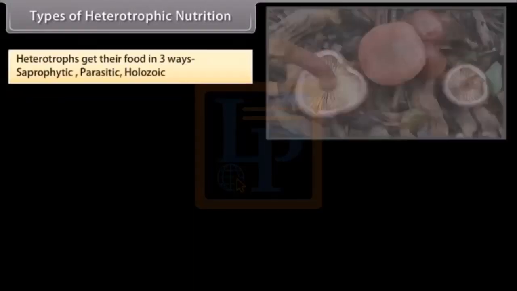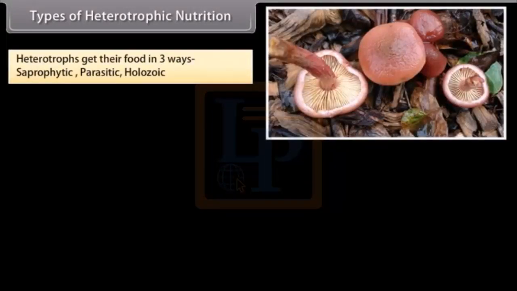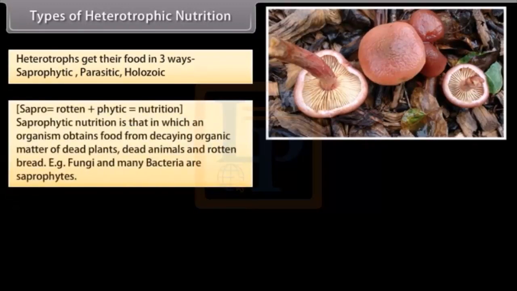Types of heterotrophic nutrition. Heterotrophs get their food in three ways: saprophytic, parasitic, holozoic. Sapro means rotten and phytic means nutrition. Saprophytic nutrition is that in which an organism obtains food from decaying organic matter of dead plants, dead animals and rotten bread. That is, fungi and many bacteria are saprophytes.